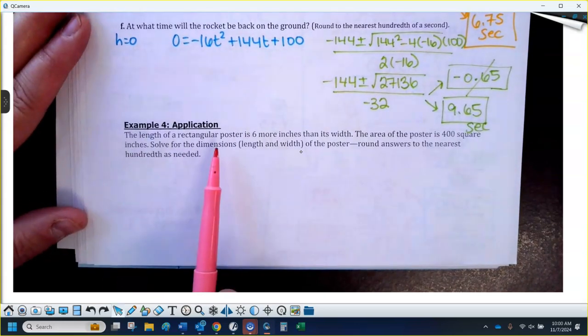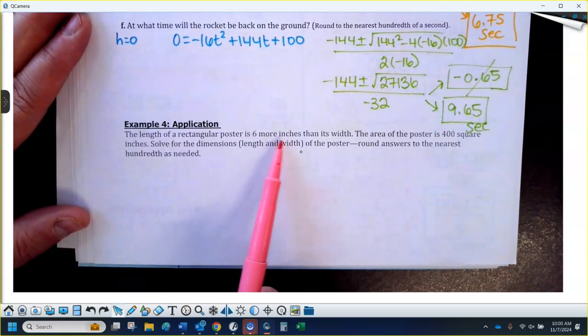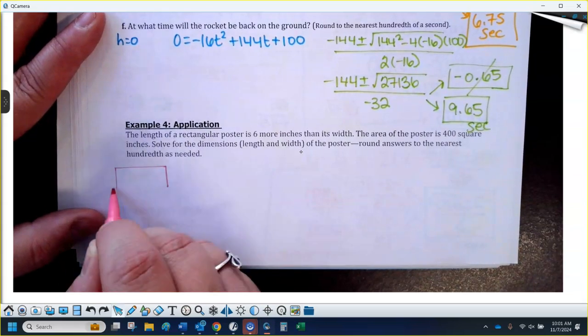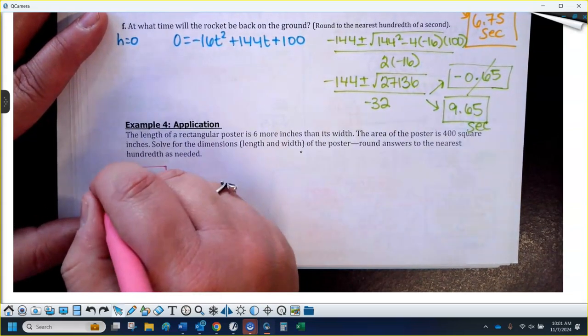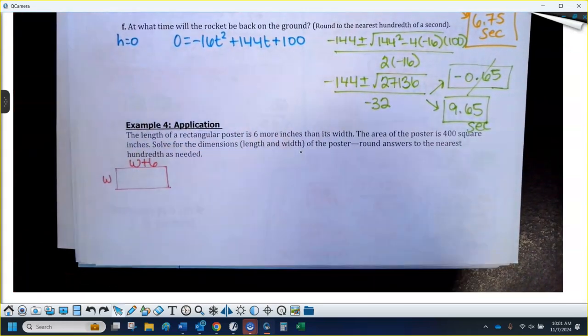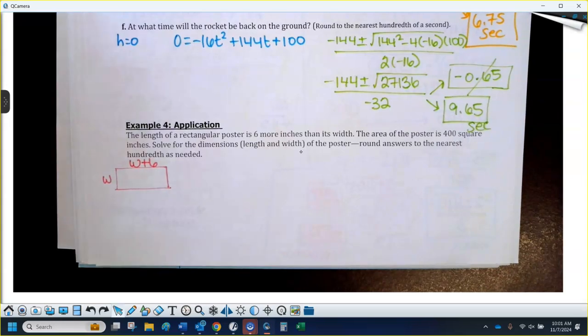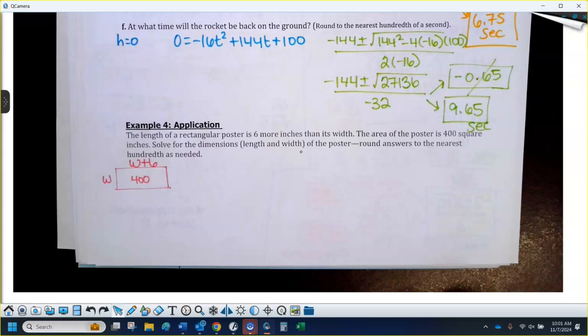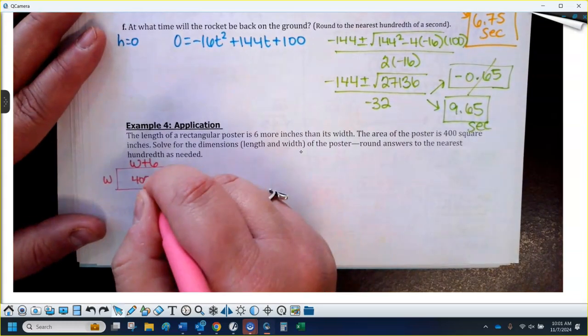It says the length of a rectangular poster is 6 more inches than the width. So I'm just going to sketch a super tiny picture over here. So let's say the width is W maybe, and the length is 6 inches more than that, so W plus 6. And then it says the area is supposed to be 400 square inches.